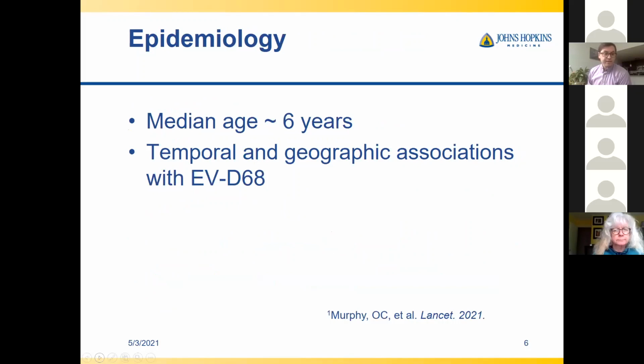So AFM affects primarily young children with a median age of approximately 6.3 years. Non-polio enteroviruses are thought to be the cause of AFM. Indeed, there is the most evidence linking enterovirus D68 in particular to AFM outbreaks in the United States.